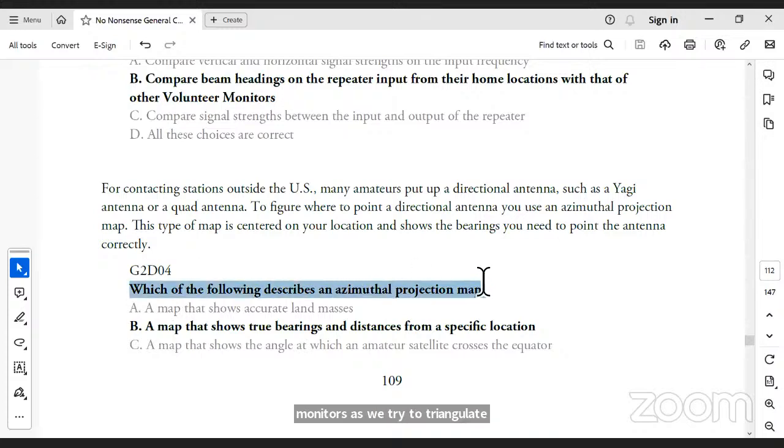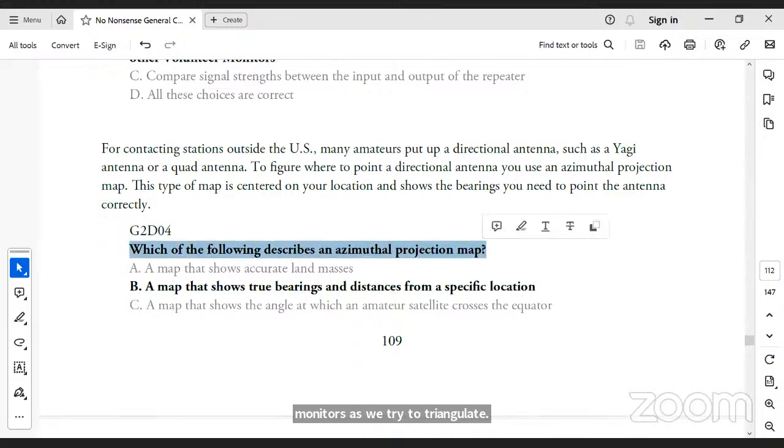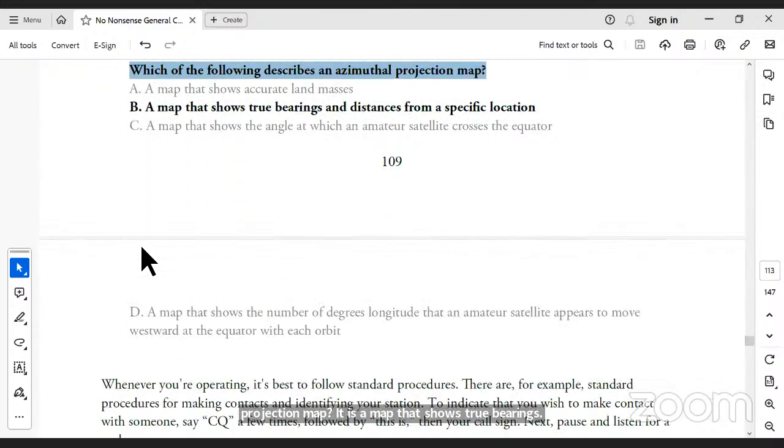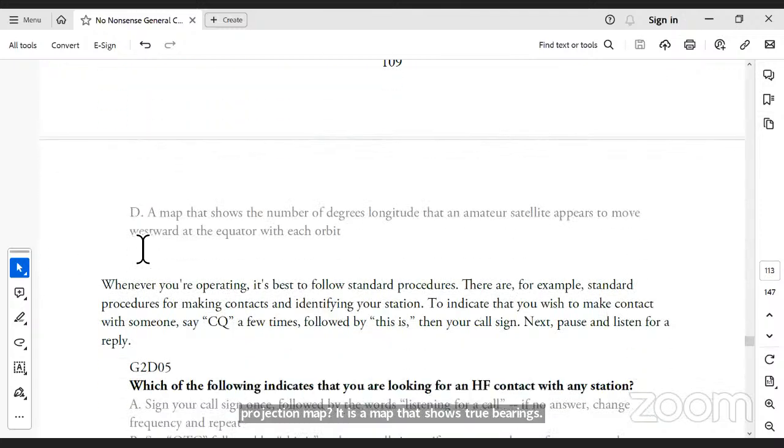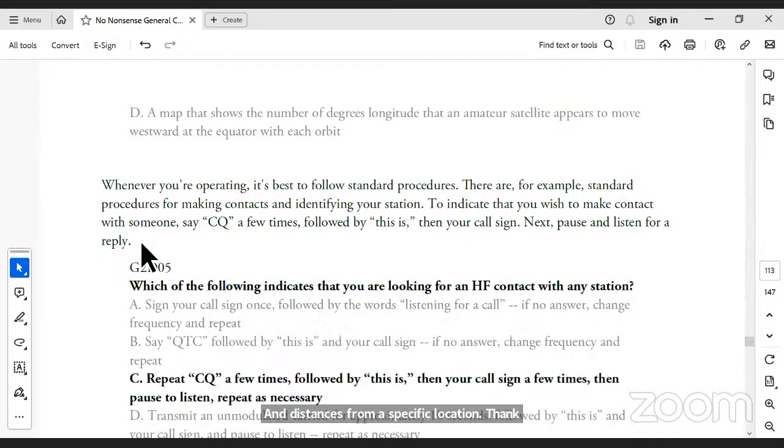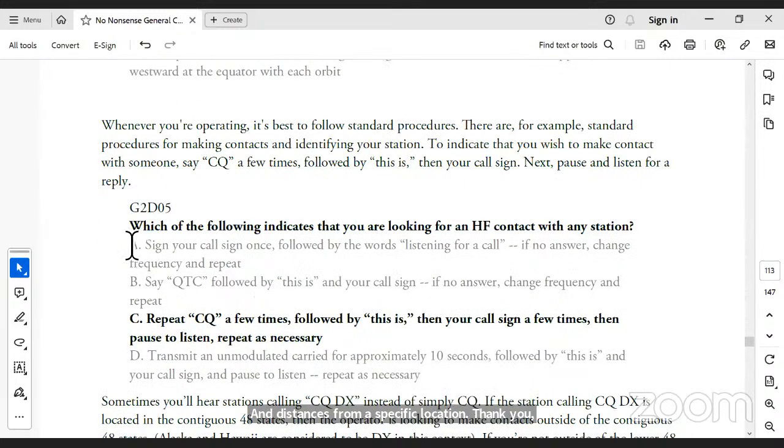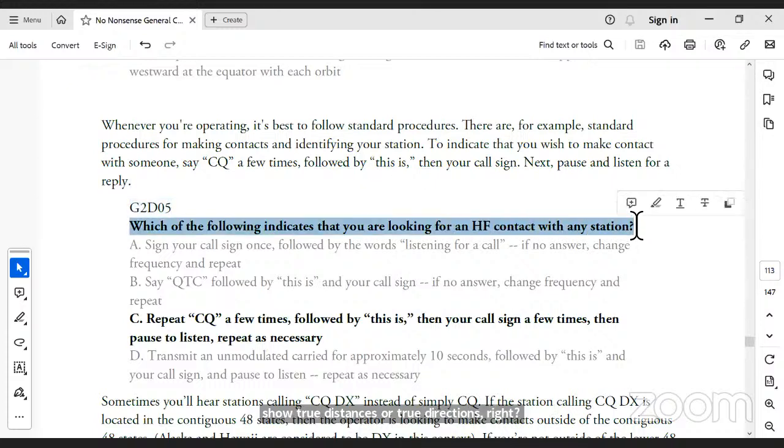Which of the following describes an azimuthal projection map? It is a map that shows true bearings and distances from a specific location. Remember, some maps, based on their projection, do not show true distances or true directions. They have all sorts of different projections that maps are created with.